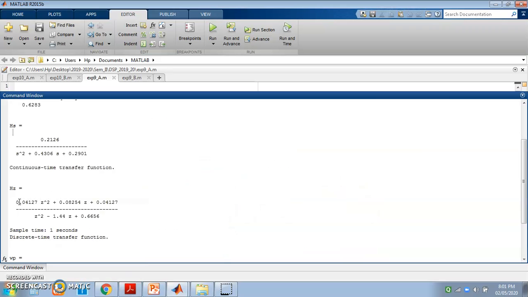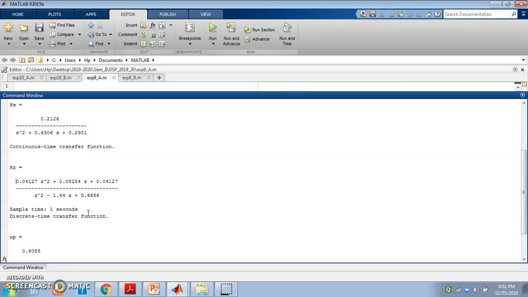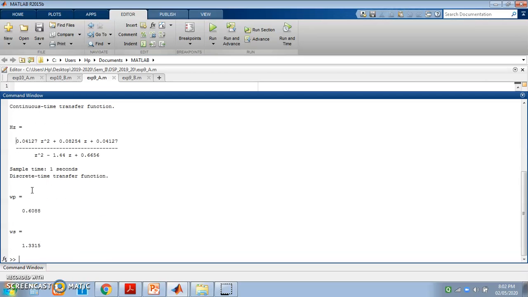So if I multiply it, I am having the transfer function h of z is equal to 0.04127 z square plus 0.08254 z plus 0.04127. So this is about 5 decimal after 0 point, divided by z square minus 1.44 z plus 0.6656. So this is about the digital transfer function of Chebyshev low pass filter, and here one can calculate the passband and stop band frequencies by using the bilinear transformation.